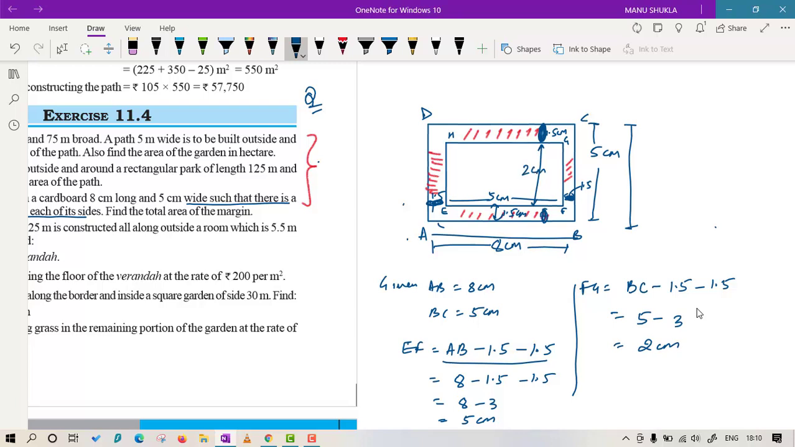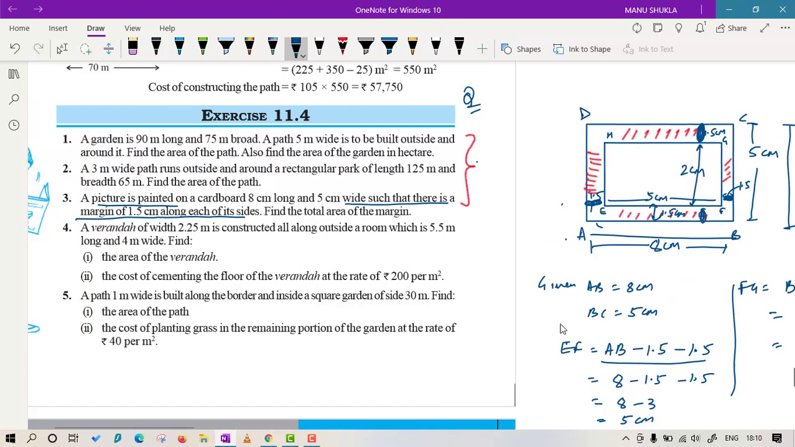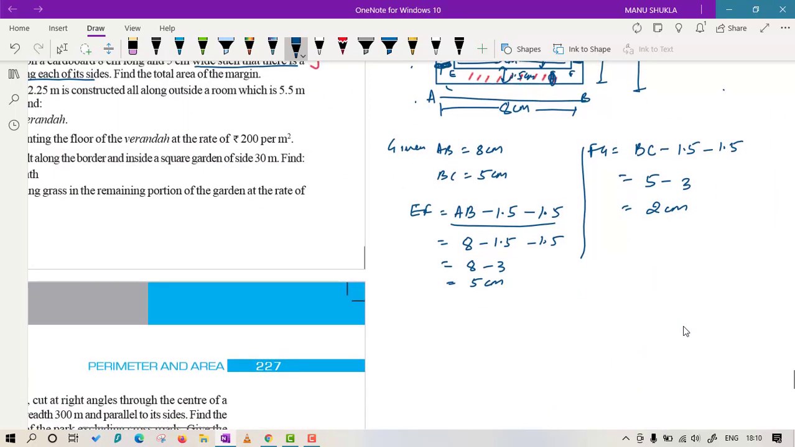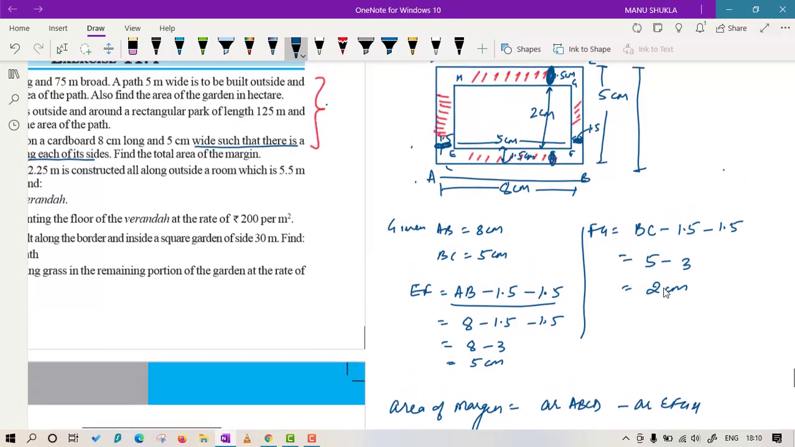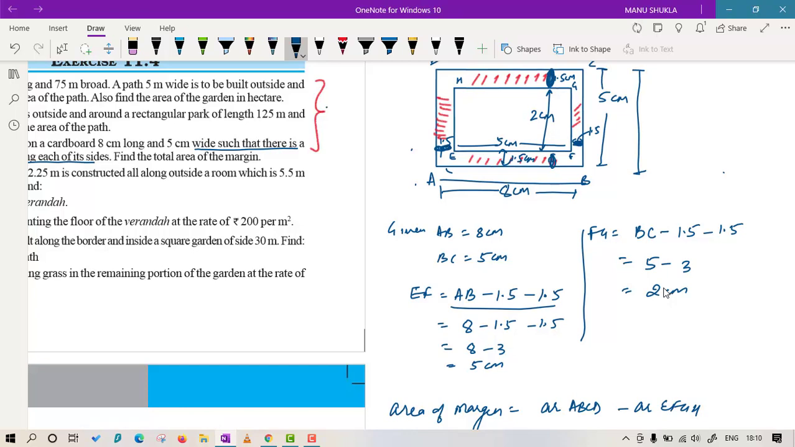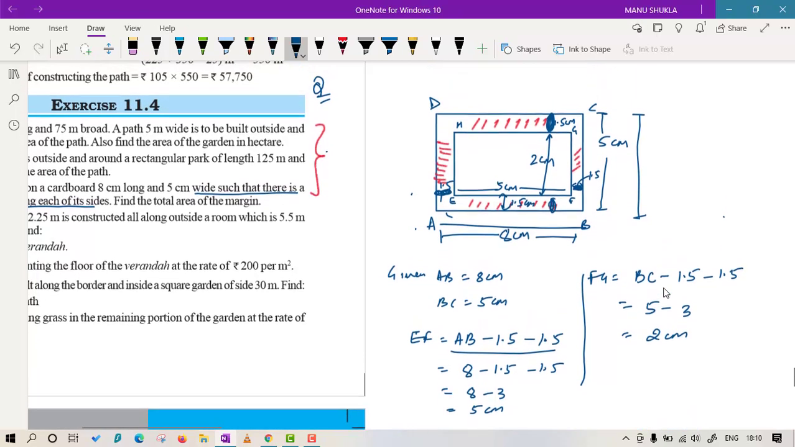Now I think you can easily find the area of these margins just by finding the area of the outside rectangle. So you can say area of margin is given by area of ABCD, that is the outside rectangle, minus area of EFGH, and this I leave on you because I've found all these dimensions. It is very easy to put the values and find the answer. Okay, so let's move to the next question.